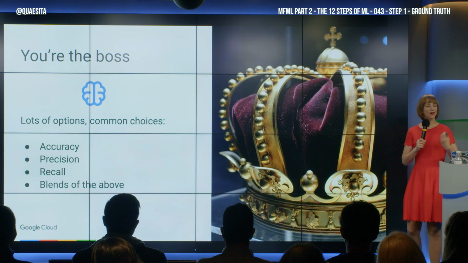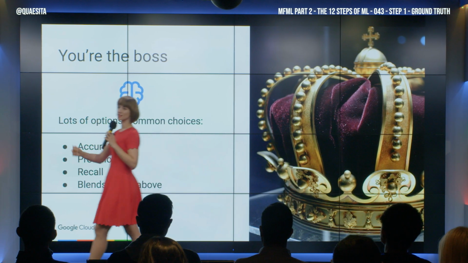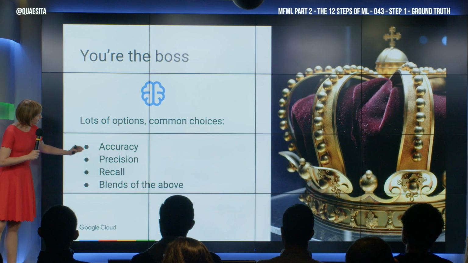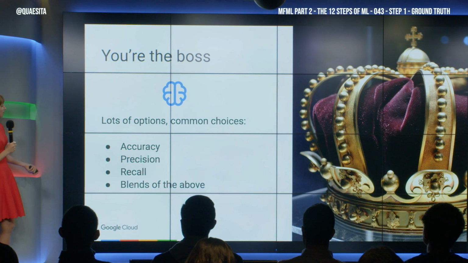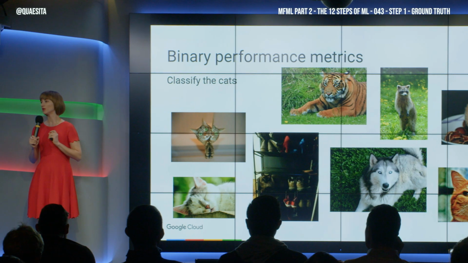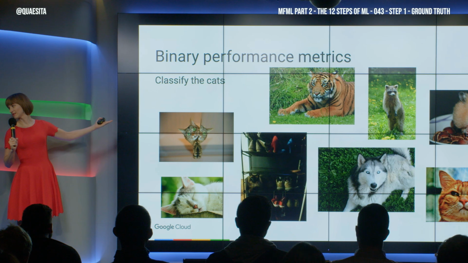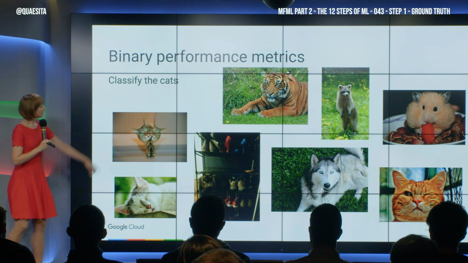So let's create that performance metric. And there are a lot of options here. Not only these, many more, but here are some classic ones. So let's learn these classics. Accuracy, precision, and recall are the ones that you'll find in many 101 courses. Let's look at them. But before we do that, I need you to help me classify these images as cat, not cat. So everybody shout, just to wake yourselves up.